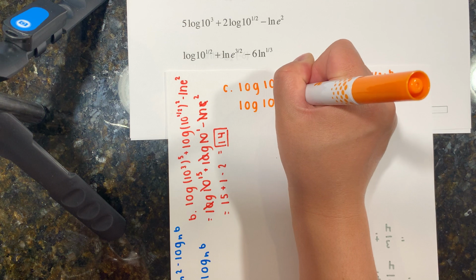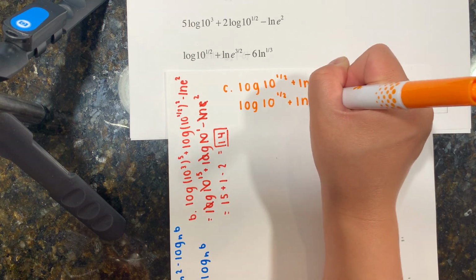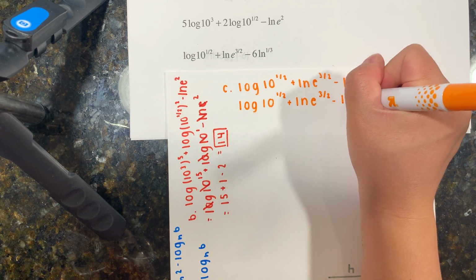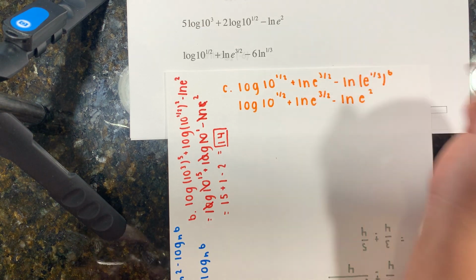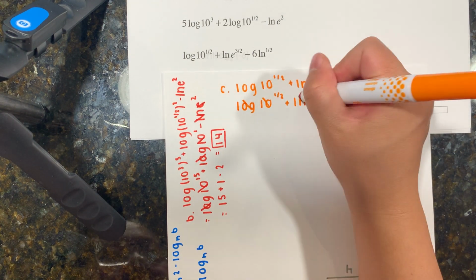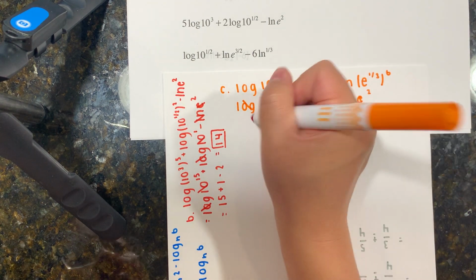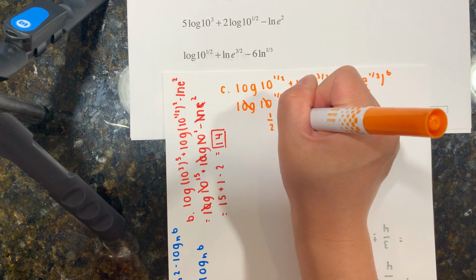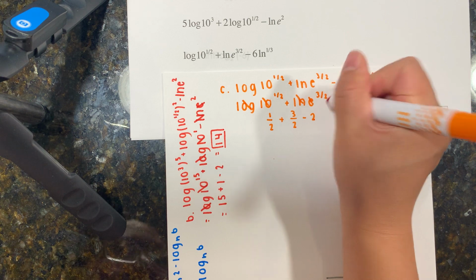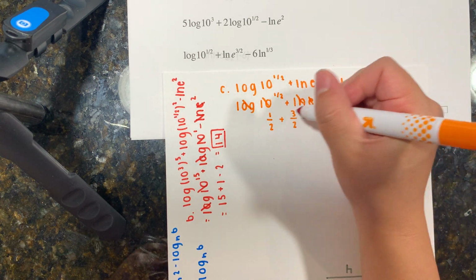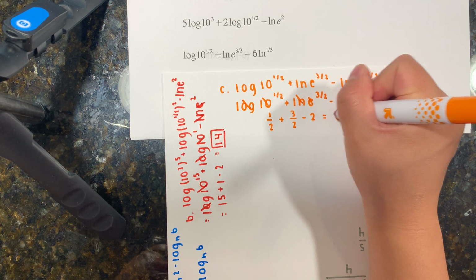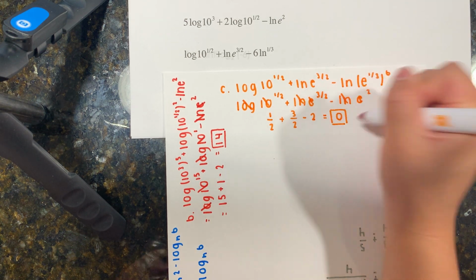Log 10 to the 1/2 plus ln e to the 3/2 minus ln e to the 2, because 1/3 times 6 is 2. The log 10 and the ln e cancel, so I have 1/2 plus 3/2 minus 2. So that would be 4 over 2, which is 2. 2 minus 2 is just 0.